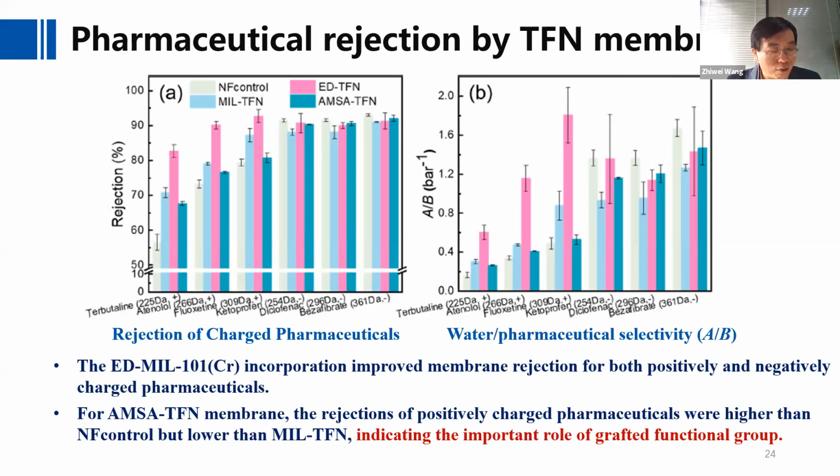Then we examined their performance in rejection of the charged pharmaceuticals. Here you can see that for the positively charged pharmaceuticals, the ED-TFN achieved a higher rejection compared to the rest of the nanofiltration membranes. Yeah, it again confirmed our hypothesis. We further calculated the A/B ratio. A similar trend can be observed here.